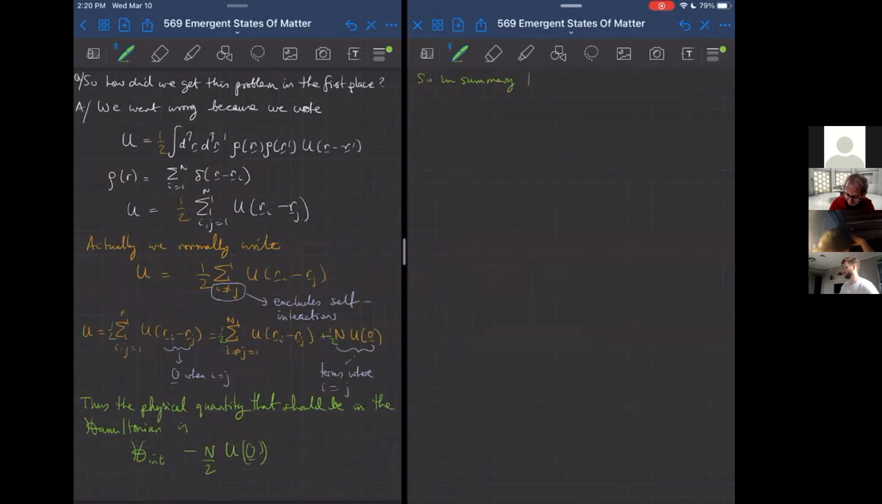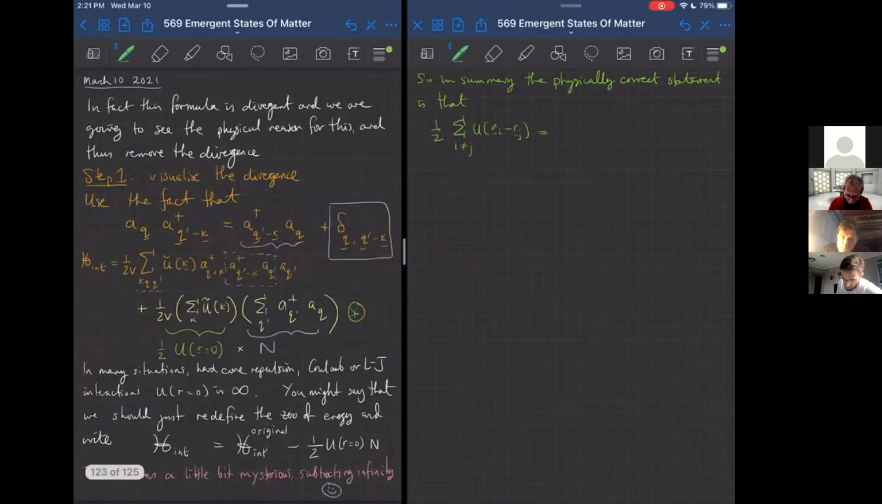So in summary, the physically correct statement is, if I want to write down the sum over i not equal to j of U(Ri minus Rj), that thing is equal in second quantized form to 1 over 2V, sum over k, q, q prime, u tilde of k, a q plus k dagger a q prime minus k dagger a q prime a q. Those are the same.